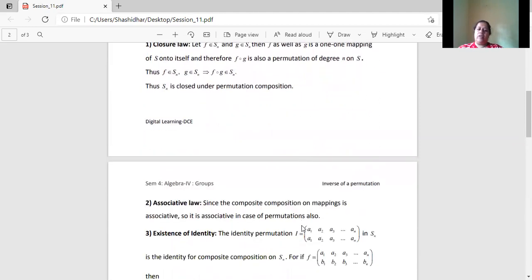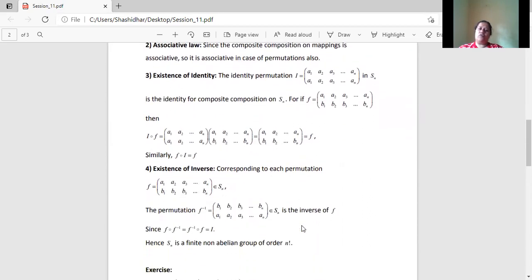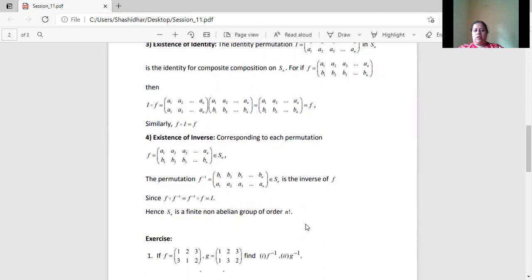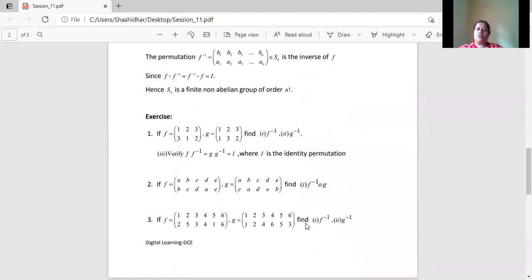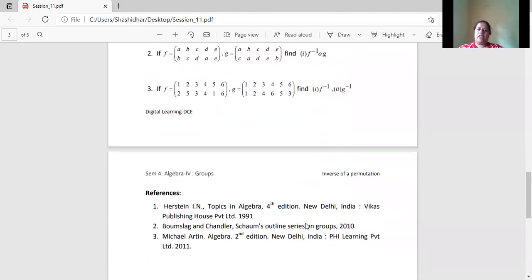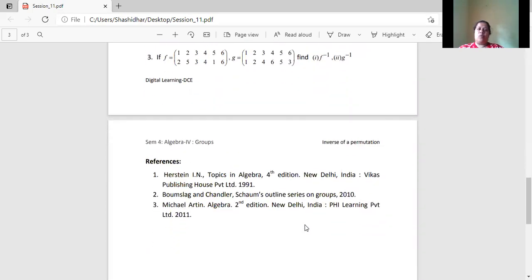Then we learned some examples here, how to find the composition of two permutations as well as their inverse. And also you can refer to the following textbooks to solve some more examples, or you can understand permutations in a better way.